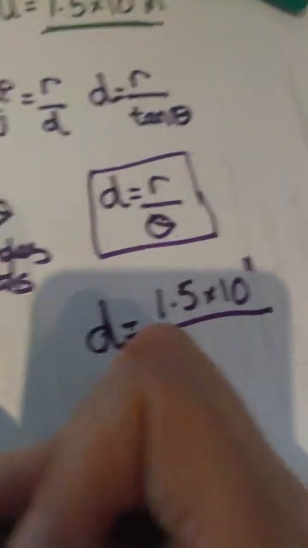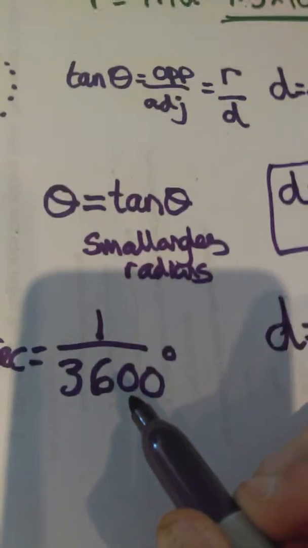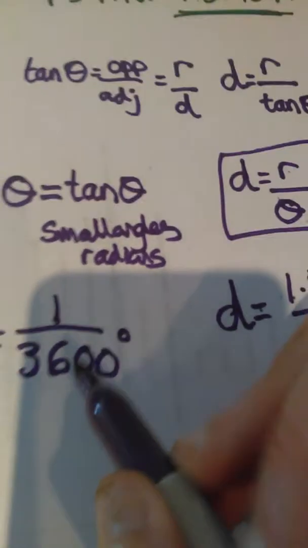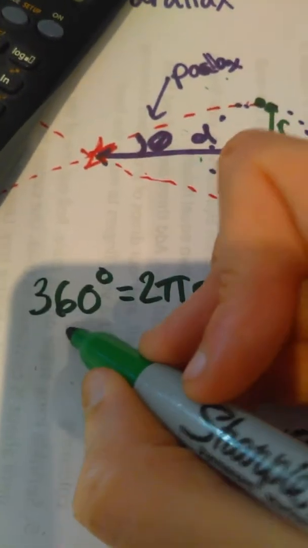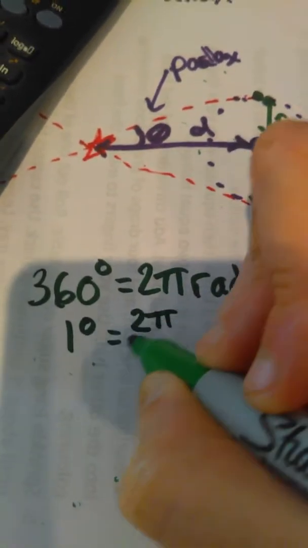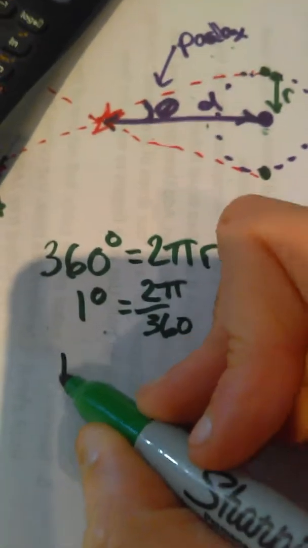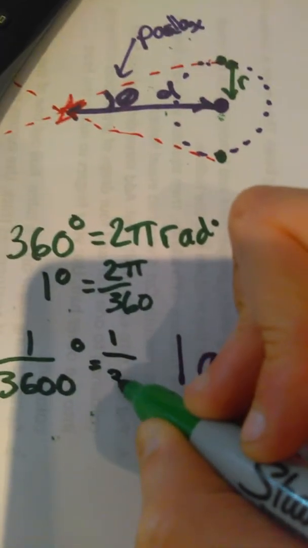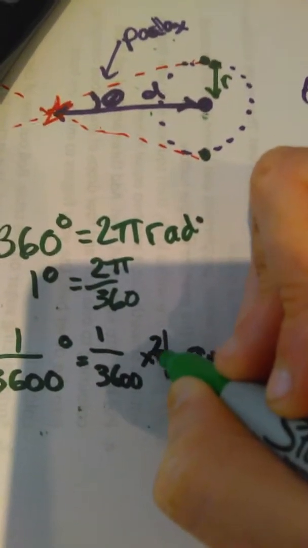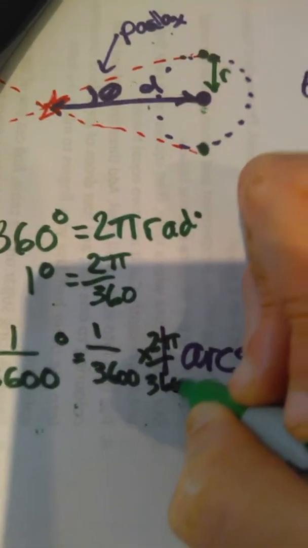Now, 1 over 3,600 is what it's in degrees. So if I want to change that into radians, I know that 360 degrees is equal to 2 pi radians, and so I know 1 degree is equal to 2 pi over 360 radians. So 1 over 3,600 degrees would be equal to 1 over 3,600 times 2 pi divided by 360 radians. You mathematicians will be much better at this than I am.